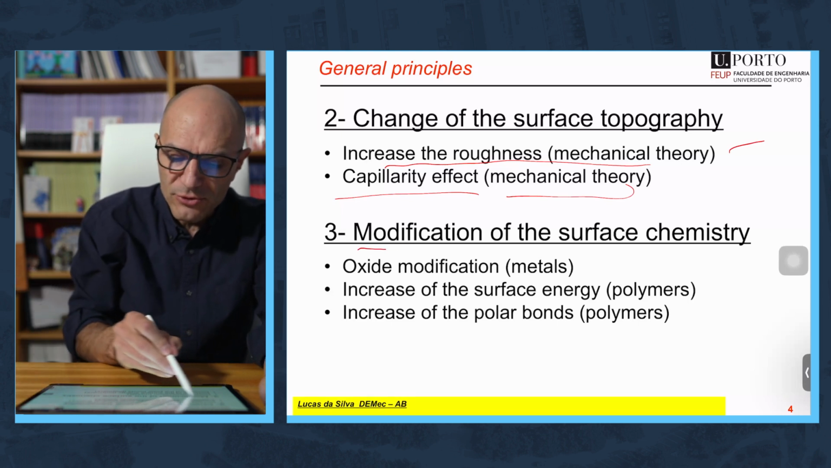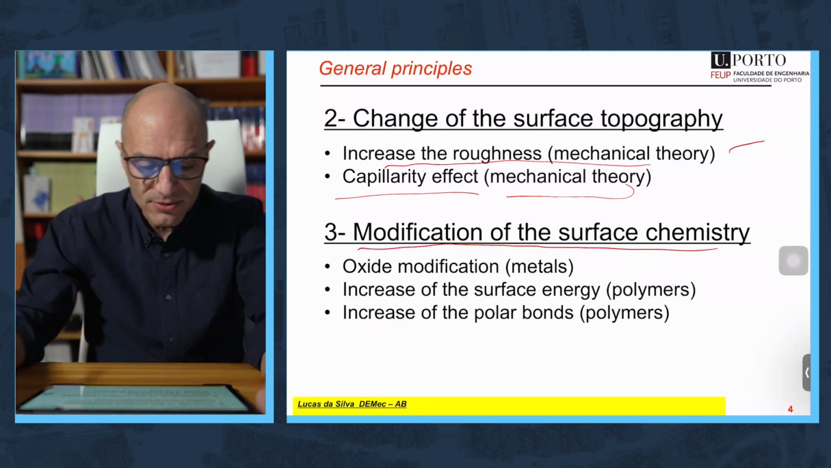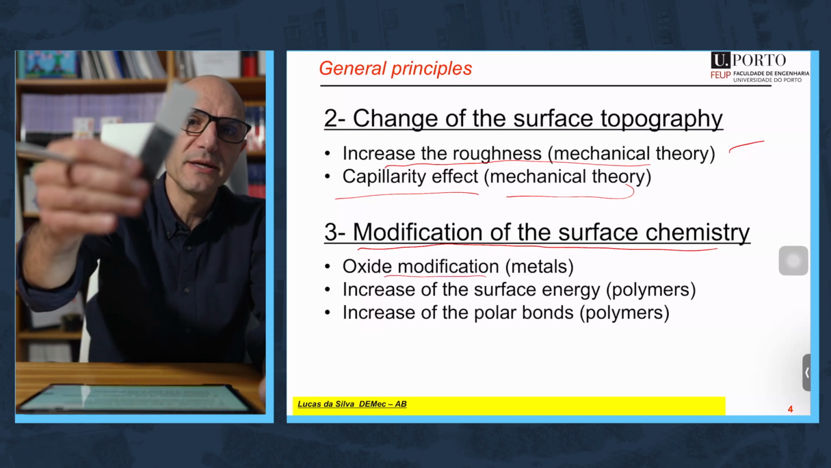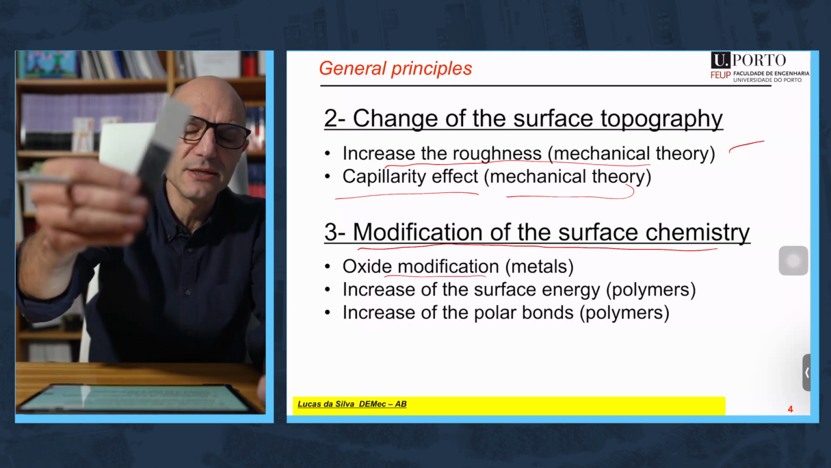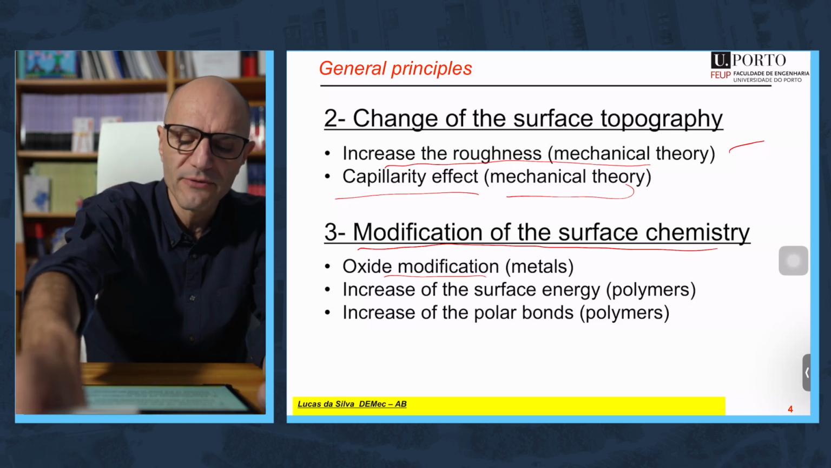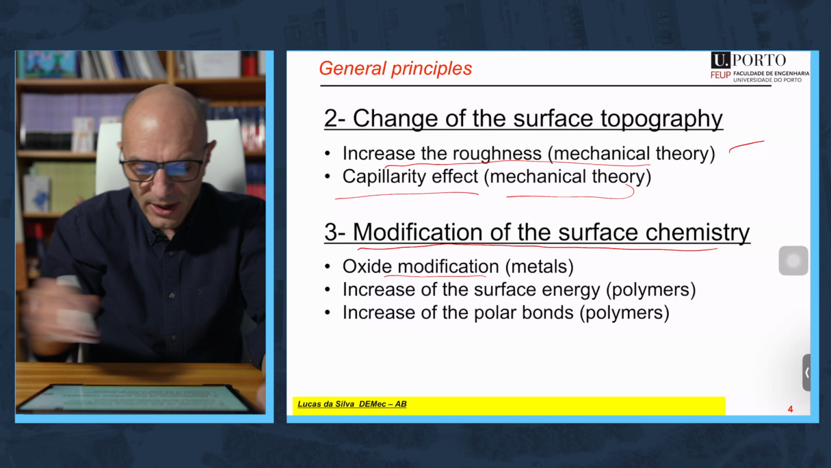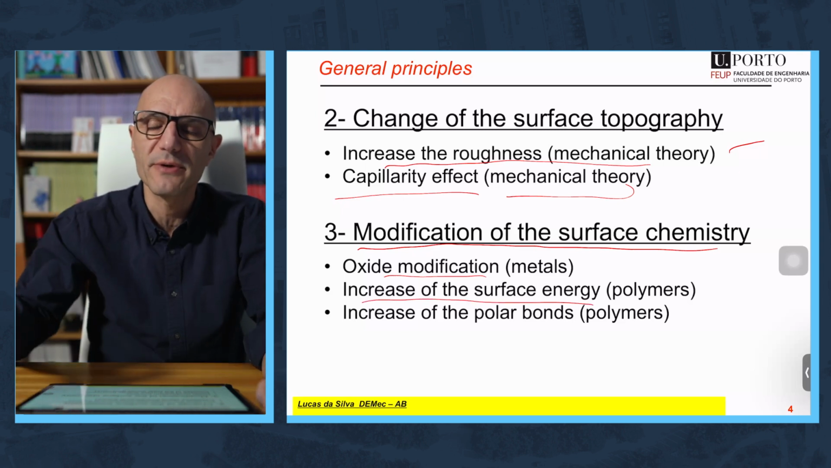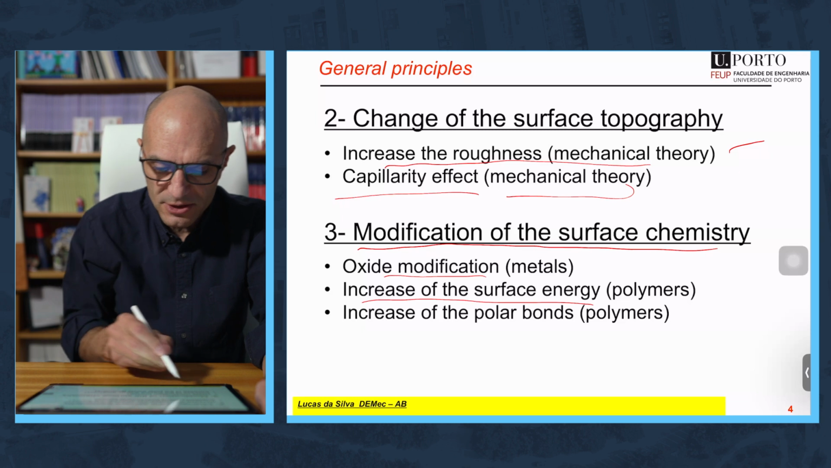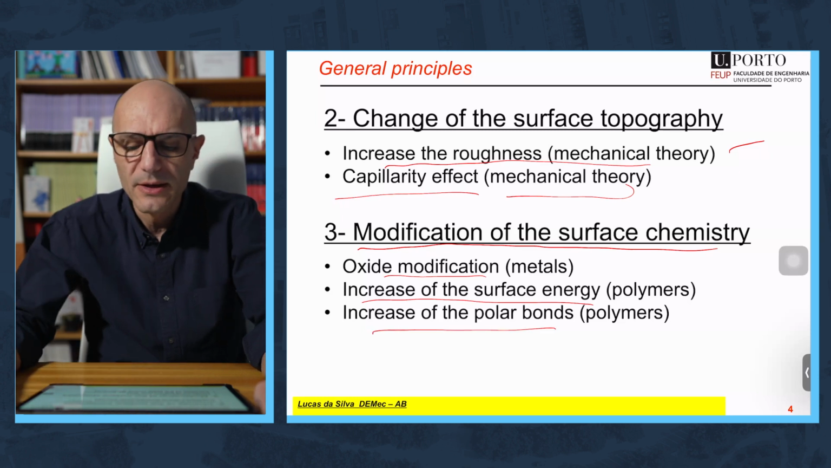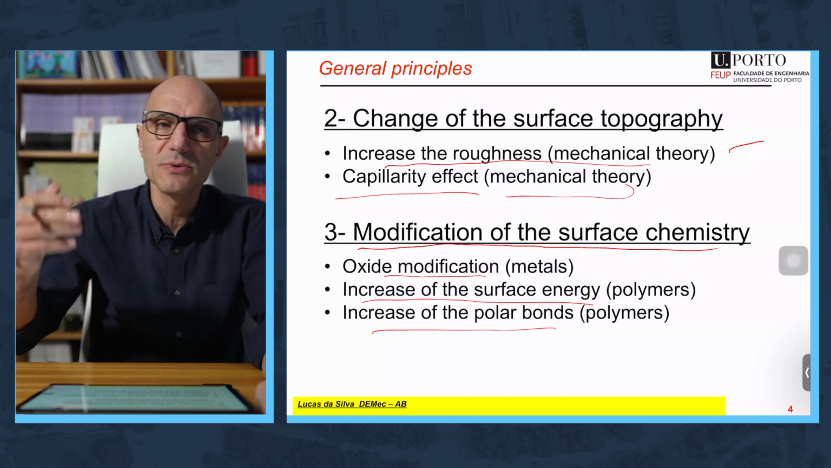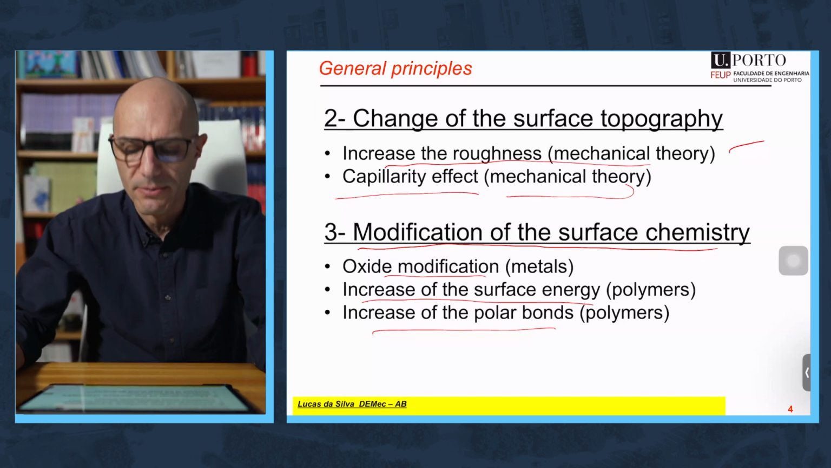Finally, you might have the modification of the surface chemistry. Oxide formation in the case of metals, like this part here, the anodization or acid treatment will form a new oxide at the surface, very strong and very durable. You have an increase of surface energy in the case of polymers. When you apply plasma, for example, this will increase the surface energy as well as increase the polar bonds. It will break the chains, which will react with water, and this will create polar bonds.